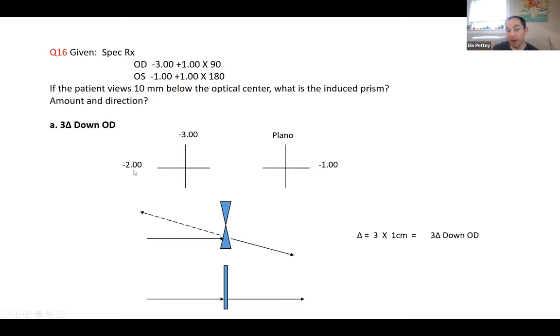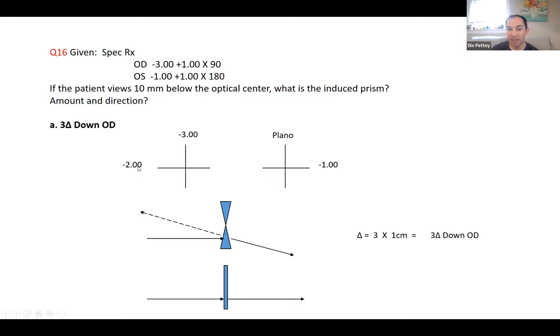So minus 2 times 1 centimeter, we'd have 2 prism diopters from this lens. We would have 1 prism diopter from this lens, because minus 1 times 1 centimeter gives us 1. And in this case, it'd still be a base out. If you drew the picture, you'd have triangles like this. Hopefully you can kind of tell what I'm doing with my cursor there.